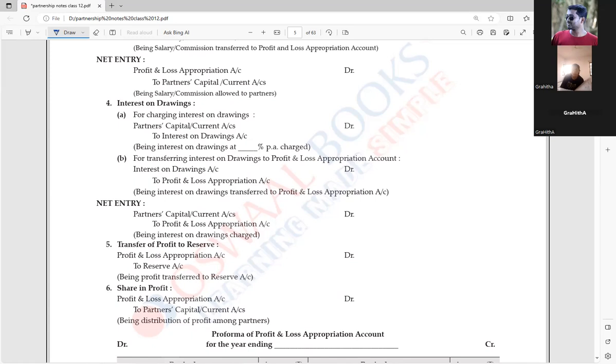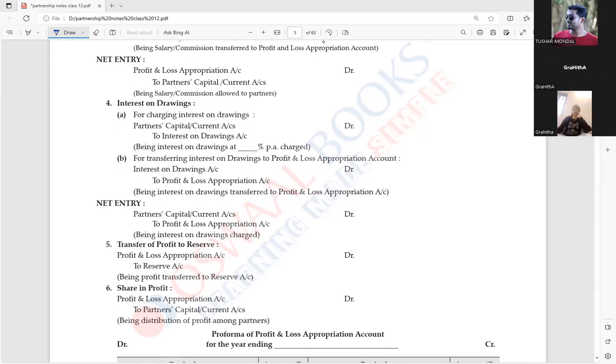For charging interest on drawings, that is written, but this is partners capital account debit to interest on drawings account, that again will go there. That's why it is written. Don't worry, just listen carefully. Second entry: interest on drawings account debit to profit and loss appropriation account.